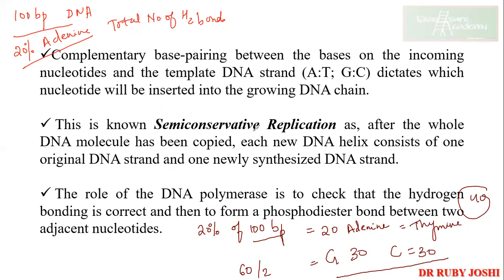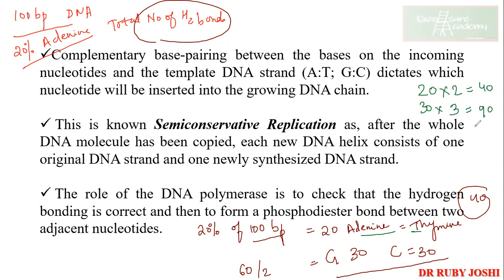Now tell me how I'm going to calculate the total number of hydrogen bonds over here. I think 20 into 2, ma'am. Adenine, thymine, how many are there? 2 hydrogen bonds. So Chandni is saying 20 into 2. So similarly, 30 into 3. So how much should I get? In case of adenine, 40, and 90. So total? 130.